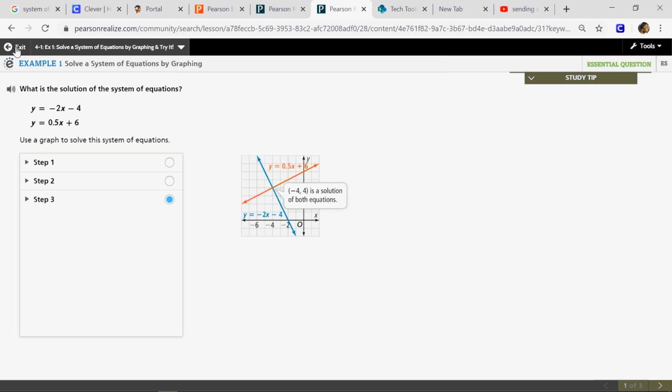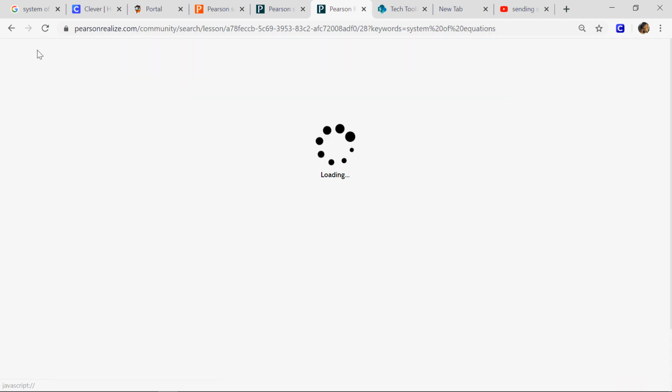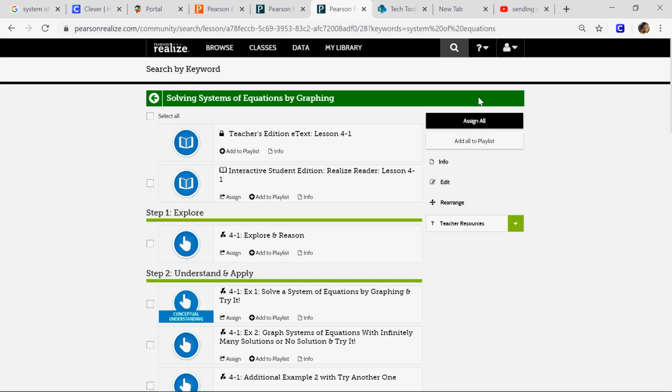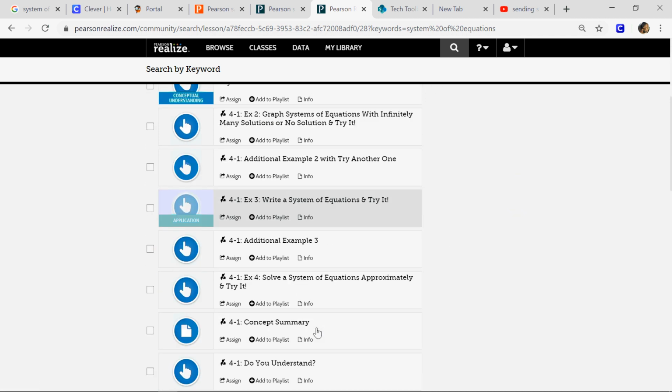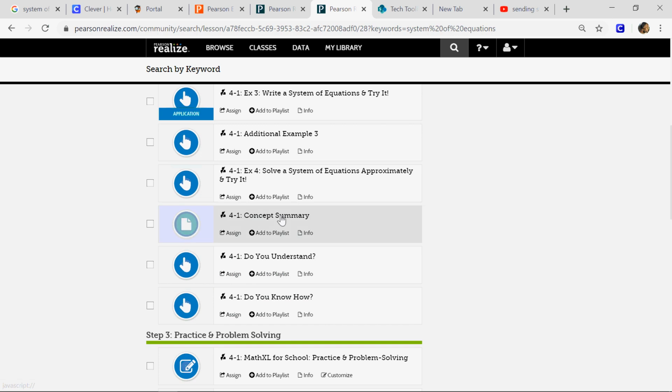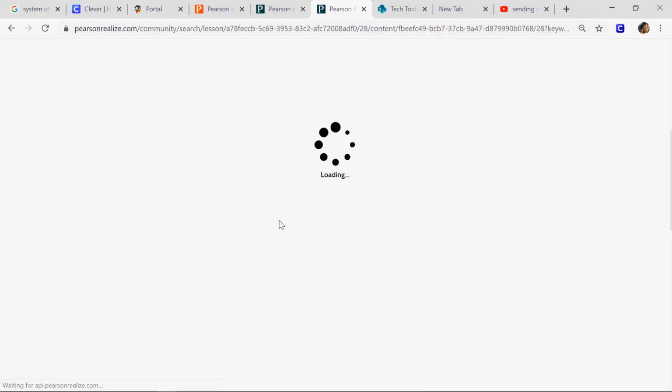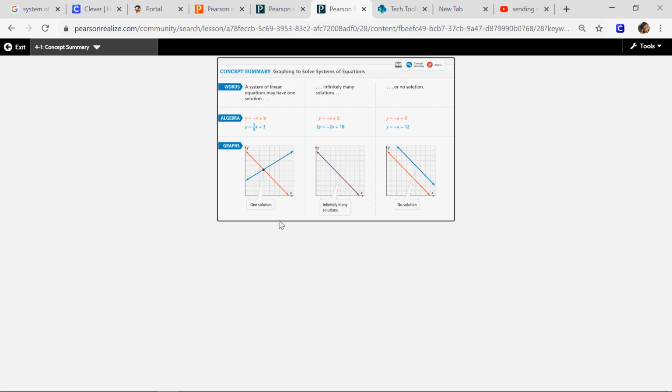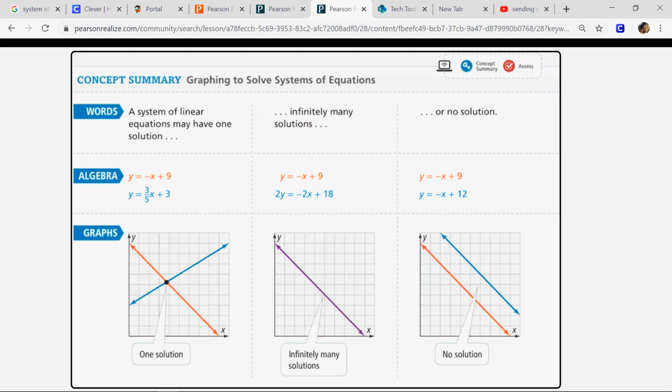Again, when you go back, if I exit out of here, it'll just take me right back to the table of contents. I would just always use my little search tool up here. I tell you what activity we're doing or what lesson we're on, and all you gotta do is look it up. Here's a neat little place too, the concept summary. This is just a one-pager, you'll have to zoom in a little bit. It tells you a little bit about graphing equations, so it explains the different kinds of solutions.